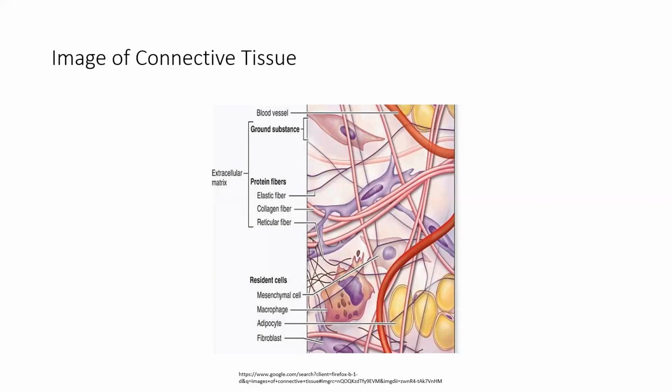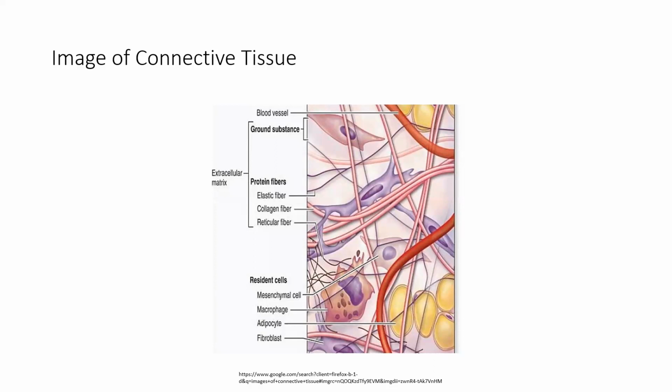When looking at connective tissue, we can see that it is made up of three components. The first would be the cells, which we see down here. Next, the protein fibers. And third, the ground substance. We can also see that together, the protein fibers and ground substance are what creates the extracellular matrix.